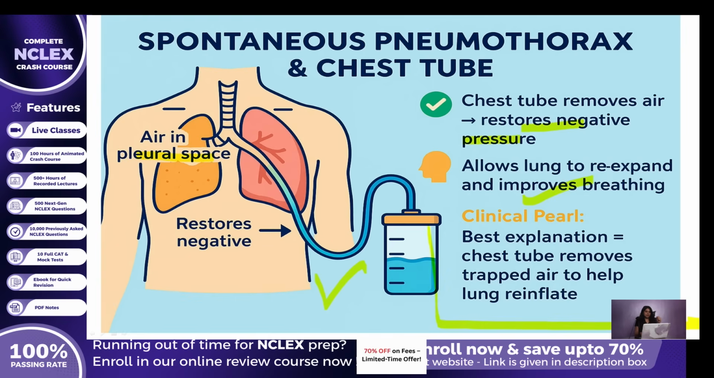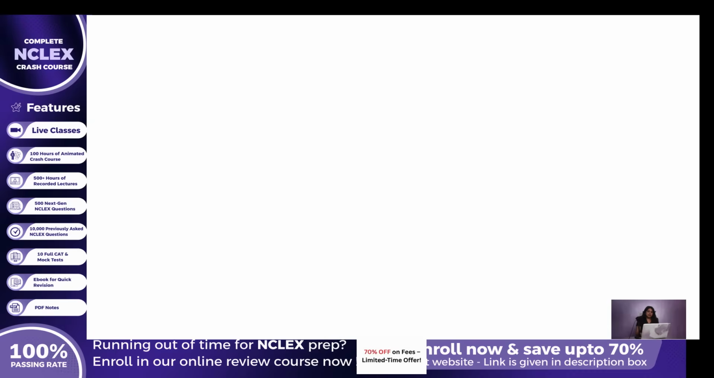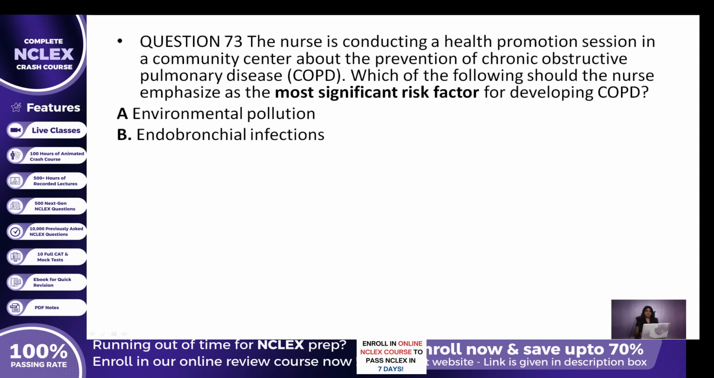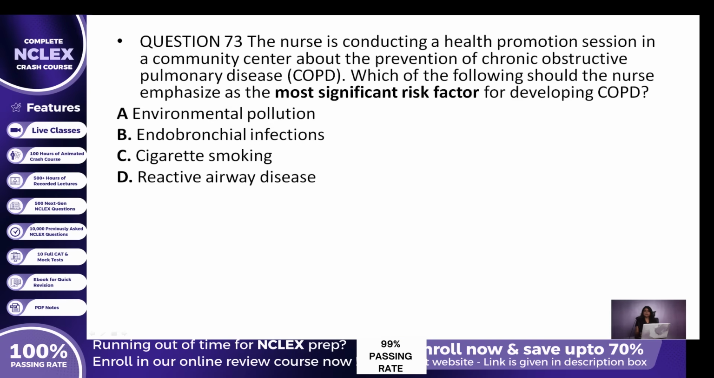Let us now turn to health promotion and community education, specifically, how to prevent chronic obstructive pulmonary disease. Question 73. The nurse is conducting a health promotion session in a community center about the prevention of COPD. Which of the following should the nurse emphasize as the most significant risk factor for developing COPD? The options are A. Environmental pollution. B. Endobronchial infections. C. Cigarette smoking. D. Reactive airway disease.